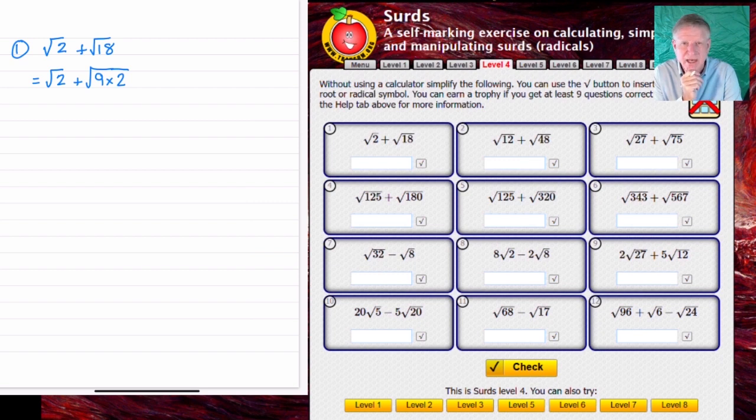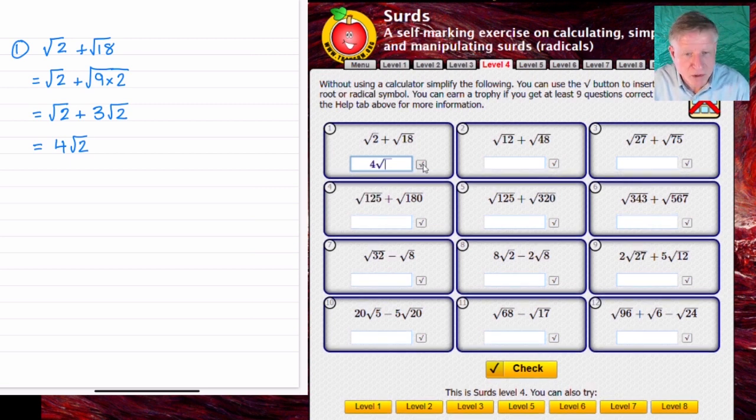Can you see I've got a 2 in there, which is going to be useful in a moment. And I've also got a 9, which is a square number. So that's very helpful. So that's going to be root 2 plus the square root of 9 is 3 root 2. So we've got root 2 plus 3 root 2. It's like saying x plus 3x, which of course is altogether 4 root 2. Let's see if that's the right answer. Let's type this in. 4 square root of 2. Check. Yes, it is. Fantastic.